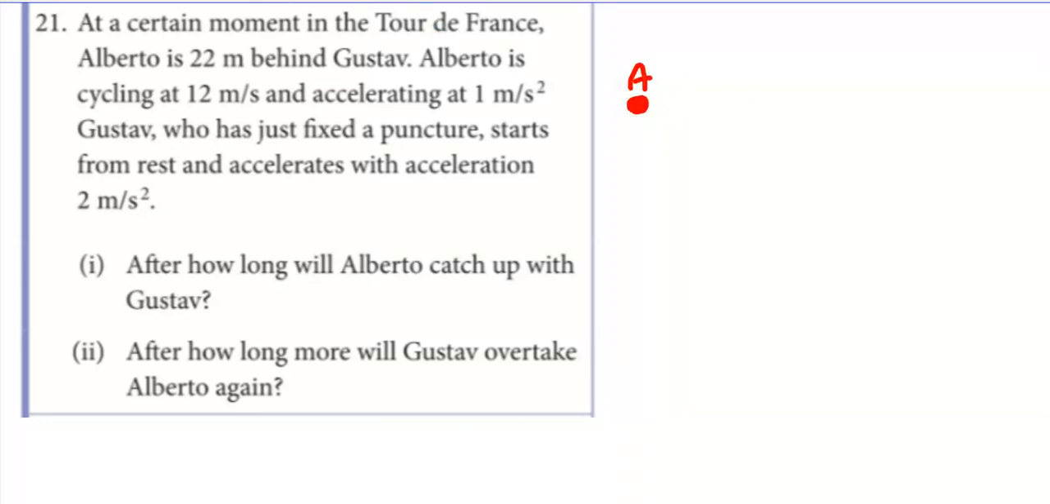Alberto, Gustav. Gustav has a u value of 0, but an acceleration of 2. Alberto has a u value of 12 and an acceleration of 1. What is the significance of the slower person having the bigger acceleration? Anybody else? Sorry. What's the significance of the slower person having the bigger acceleration? Okay, go on, tell me.